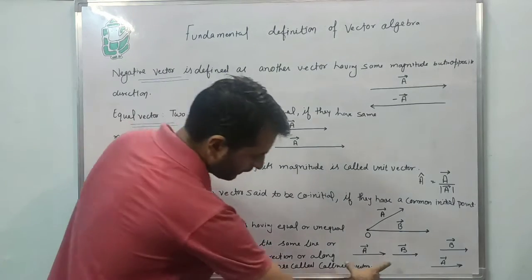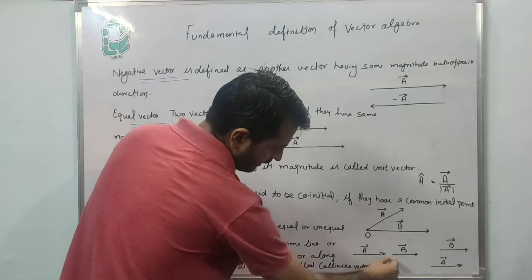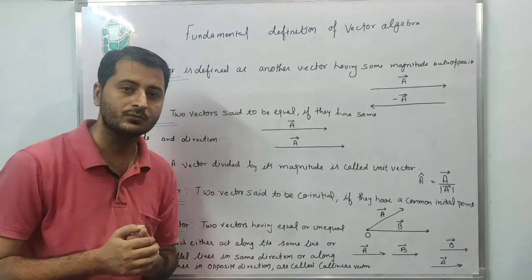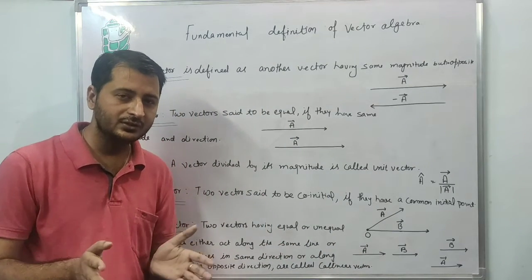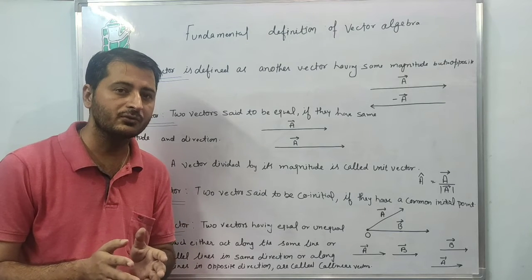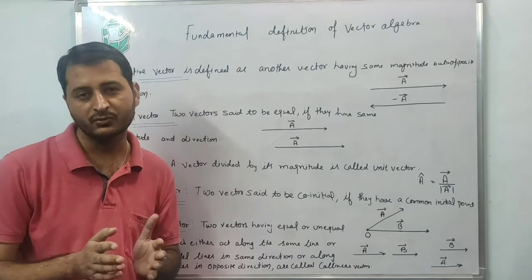Clear? So the example I have represented here is a vector and b vector. So that is the basic of the fundamental definitions of vector algebra.